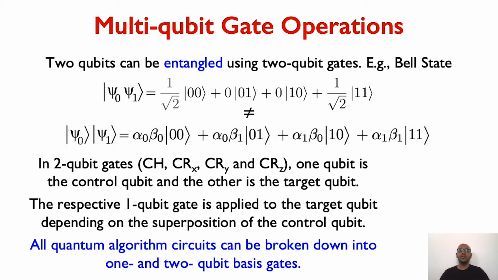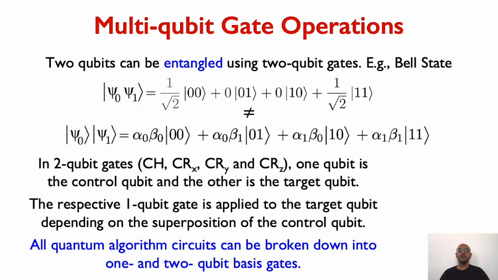As an example here, we have shown the Bell state, where the state psi 0 psi 1 has half probability of measuring state 00 and half probability of measuring 11. But the probability of measuring state 01 and 10 is 0 because their coefficients are 0. And we see that this superposition cannot be represented as the tensor product of their individual states because the equality shown here cannot be satisfied.